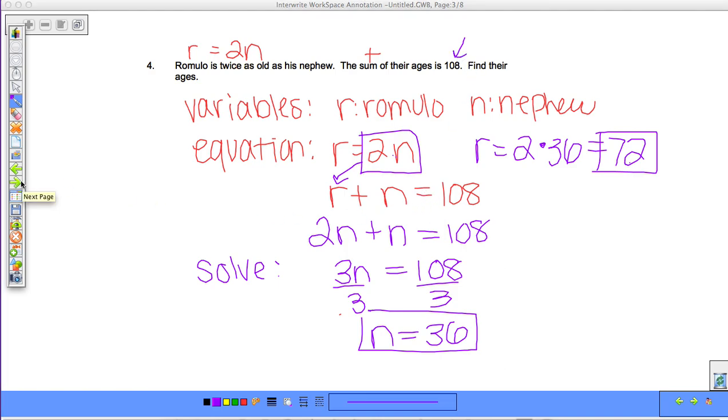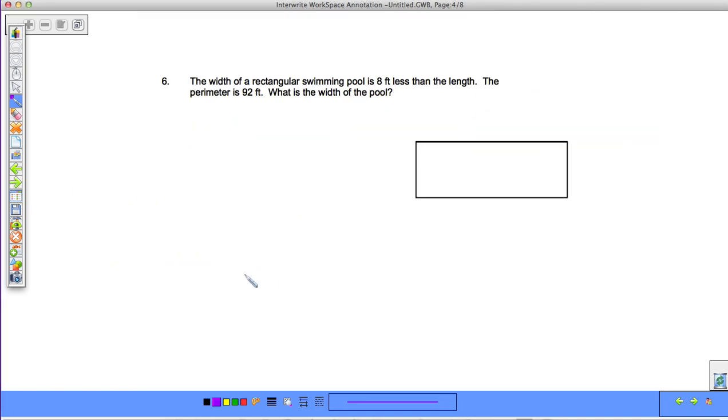The next problem says the width of a rectangular swimming pool is 8 feet less than the length. The perimeter is 92 feet. What is the width? Now, anytime you have a rectangle problem, I want you to draw your rectangle. I already drew one here. It says the width of a rectangular swimming pool is. So my variables here, we know, are going to be W for width, and we're going to use L for length.